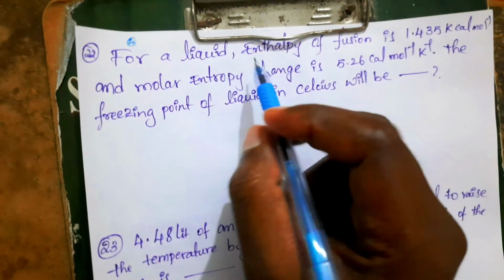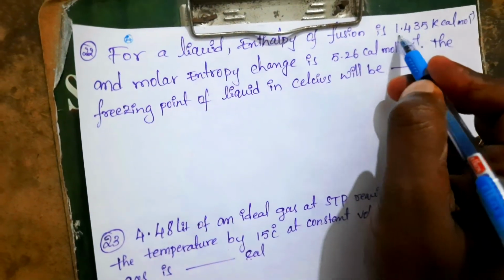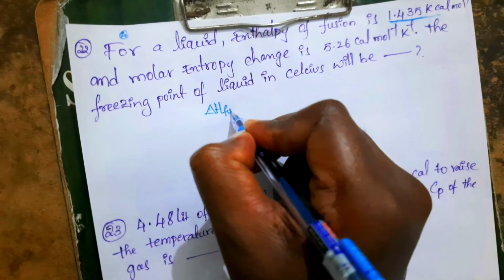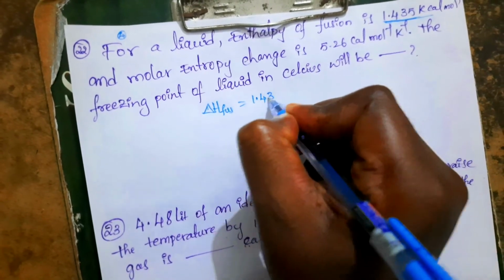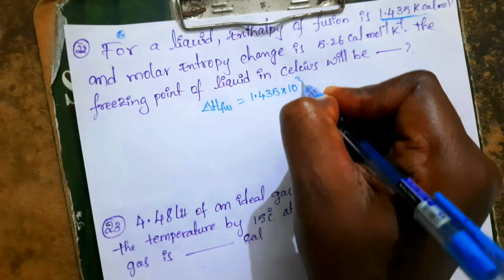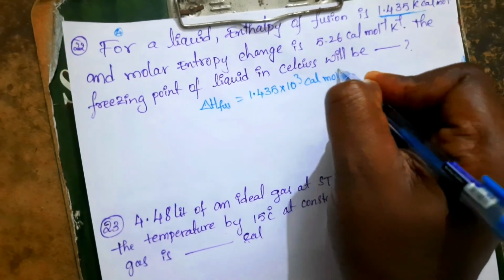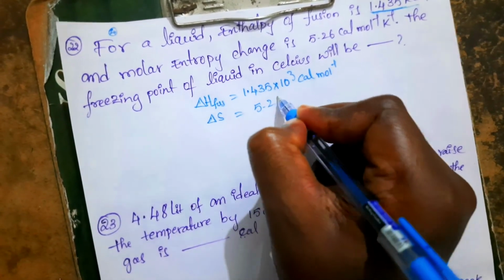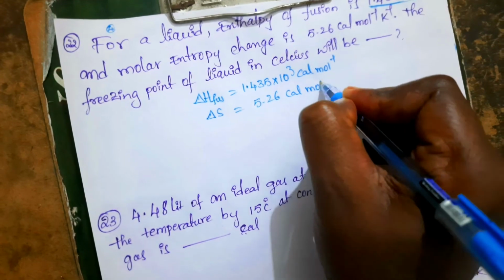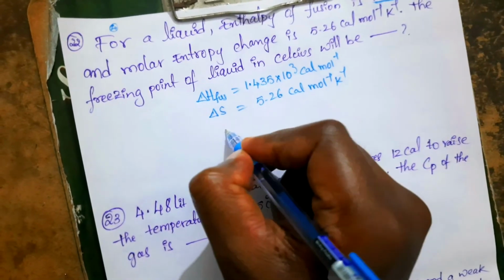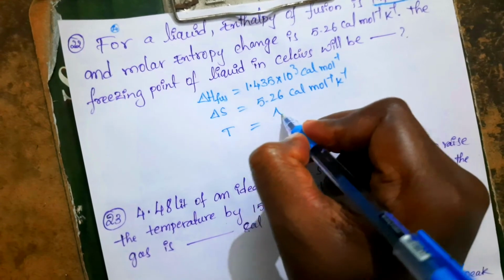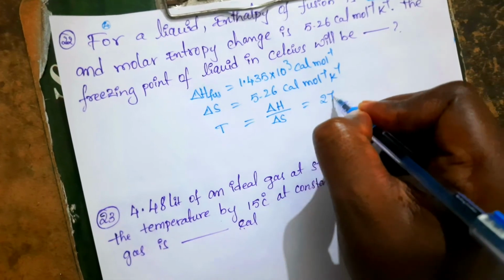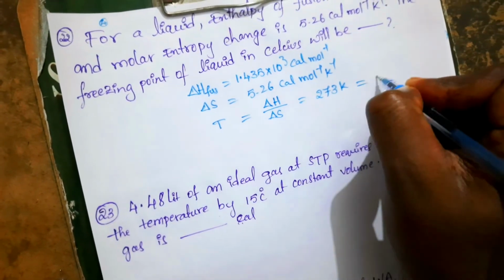For a liquid, enthalpy of fusion is 1.435 kilocalories, that is 1.435 into 10 power 3 calorie per mole. It is a repeated question, so in a different way they are asking. Molar entropy change is 5.26 calorie per mole per Kelvin. Then they are asking the temperature, T is equal to delta H by delta S. You will get 273 Kelvin, which is nothing but 0 degrees Celsius.